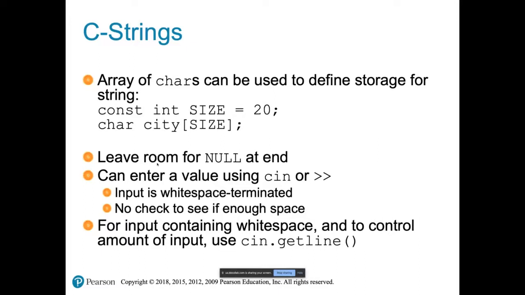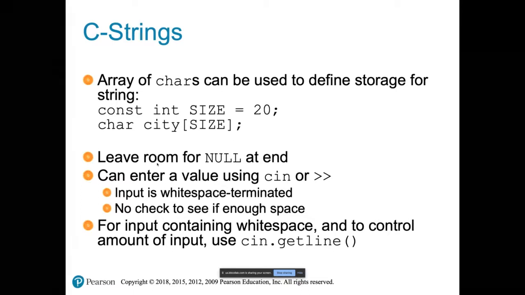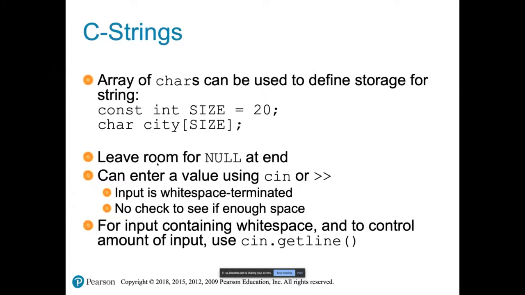Remember, cin ignores the white spaces at the beginning. It stops at another white space or the new line. So input is white space terminated. No check to see if there's enough space. So remember, no bounds checking. For input containing white space and to control the amount of input, use getline. Remember, cin.getline reads the entire string, the entire line in.